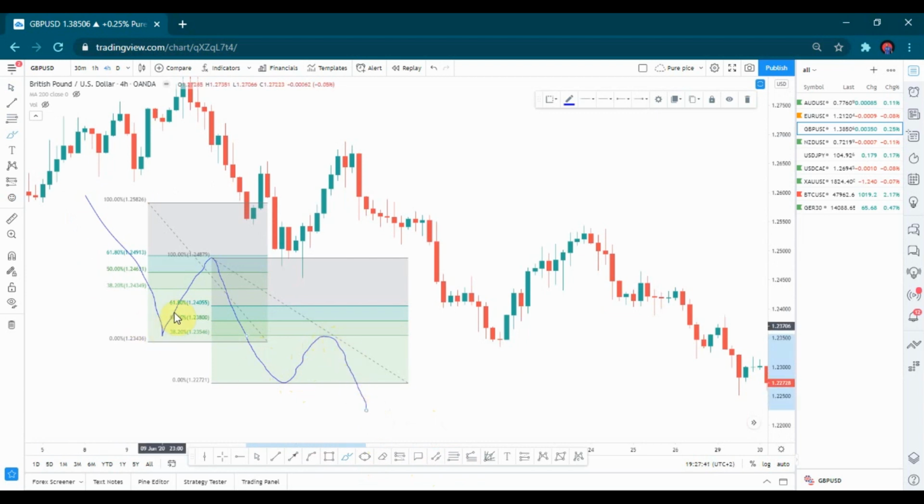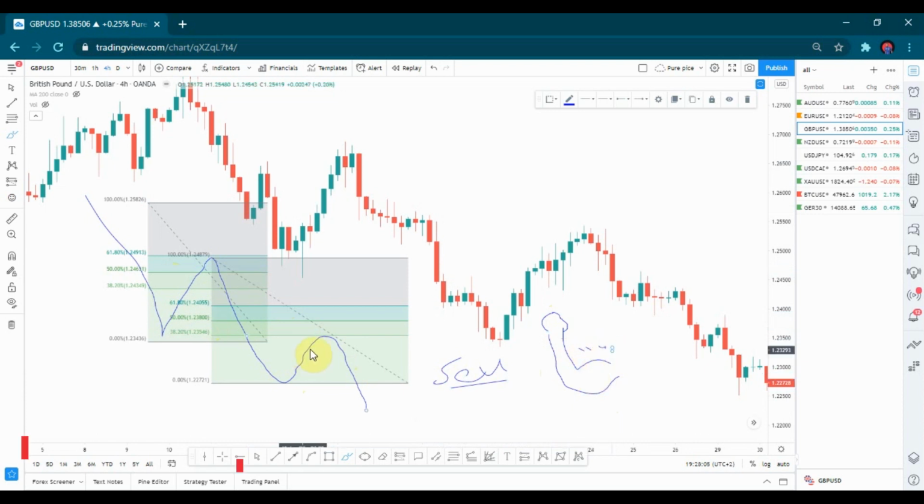You see, firstly it bounced on the 61. Now it's bouncing on the 38. Then this is telling you about the momentum: wow, what a beautiful thing. My sellers are getting stronger. This is telling you that my sellers are getting very, very strong.